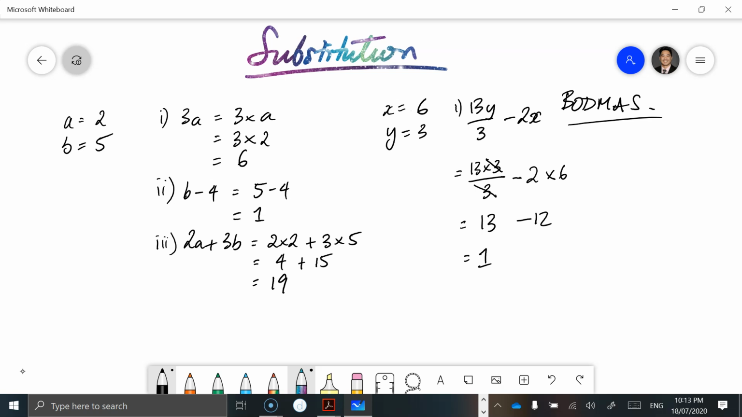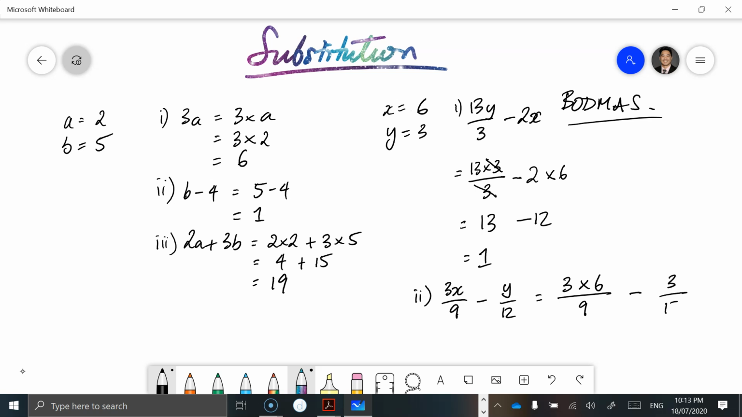Let's put in one last question here for substituting, but then we'll move on to ones with brackets. So we've got 3x over 9 minus y over 12. Same thing, y is equal to 3, x is equal to 6. So let's expand it. We've got 3 times 6 divided by 9, and then we're going to subtract 3 divided by 12.